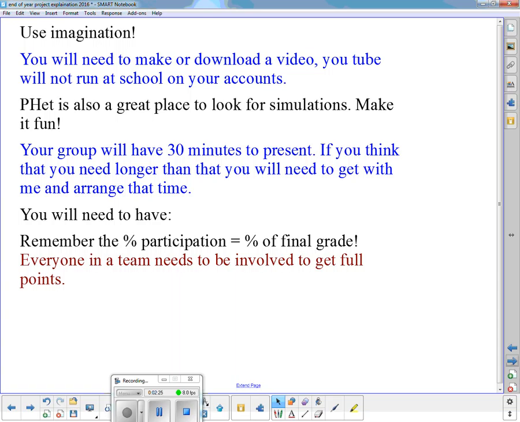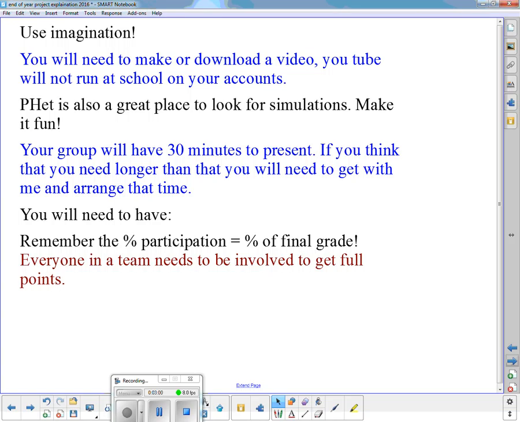Use your imagination. You will need to make or download a video. YouTube will not run at the school, so if you want to make a video or if you want to use a video that's up on YouTube, you're going to have to download it first and then bring it in. Okay? PhET is also a great option to look for simulations because you're going to have some kind of simulation. Make it fun. It's supposed to be a fun review. Your group will have 30 minutes to present. If you think you need longer, again, I'm going to ask you next time, okay, do you guys think you're going to do it in 30 minutes? Or are you going to need more? You know, how much more time do you think you'll need?